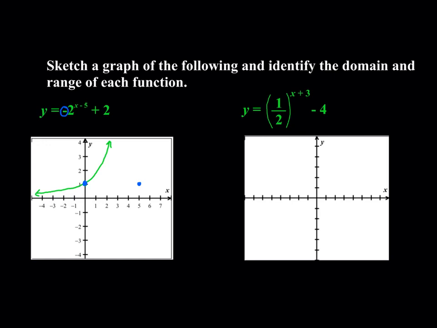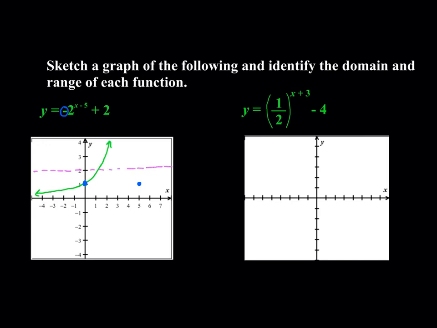Now, let's think about the asymptote. The asymptote for your exponential parent function is the x-axis, y equals 0. The only type of transformation that will move a horizontal asymptote is going to be a shift up or down. And because this is shifted up 2 units, that means our asymptote is going to also be shifted up 2 units.